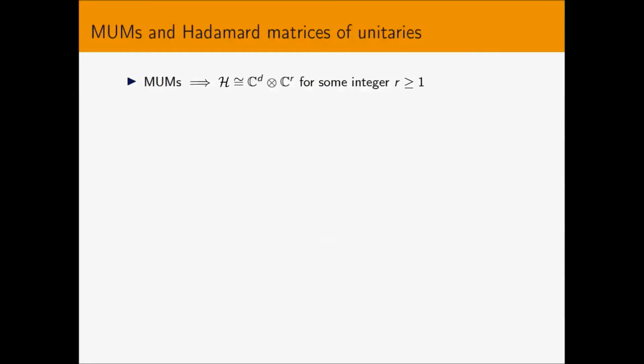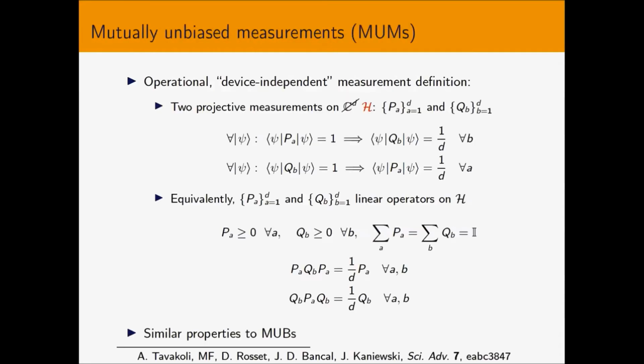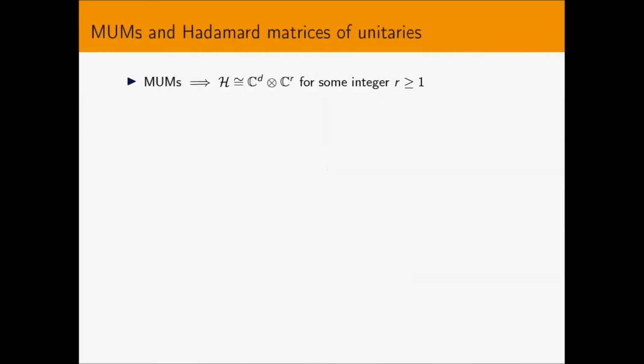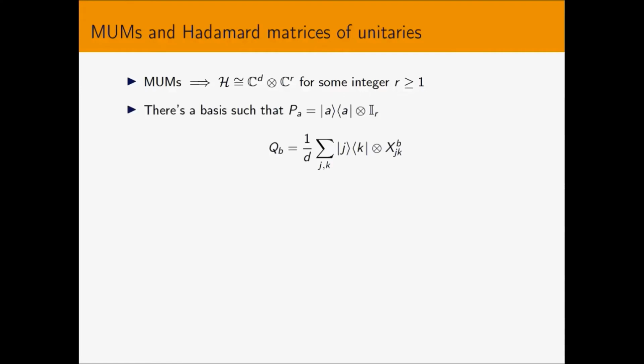In order to study this, we try to rewrite this characterization in some other way. The first thing we could show, I think this is already shown by Navascués, Pironio, and Acín in some characterization of MUBs, is that if you have these MUM relations, then your Hilbert space dimension must be a multiple of D, which is the outcome number now. So my Hilbert space looks like this. And then I can always find a basis such that the first measurement is projective.